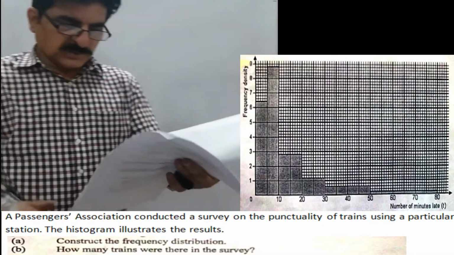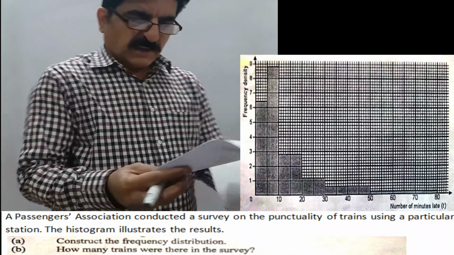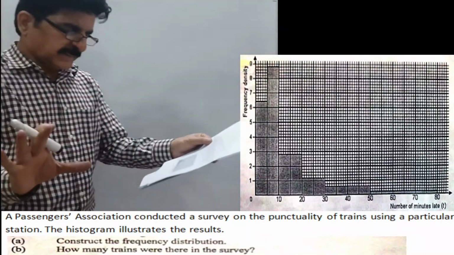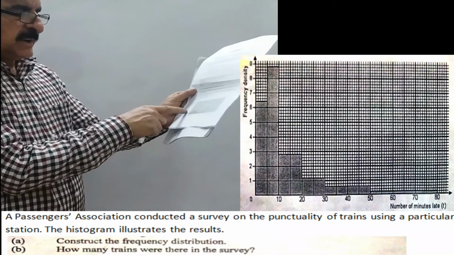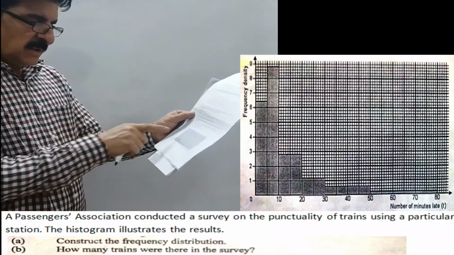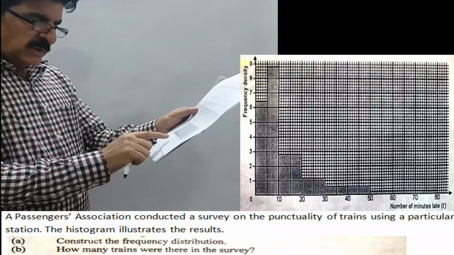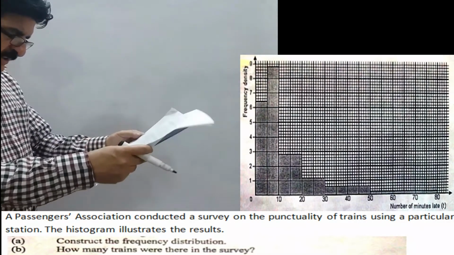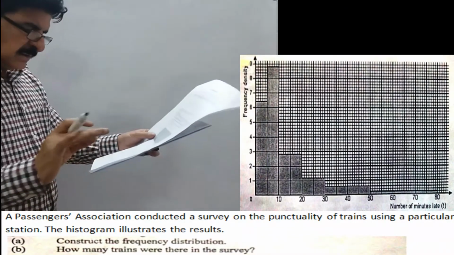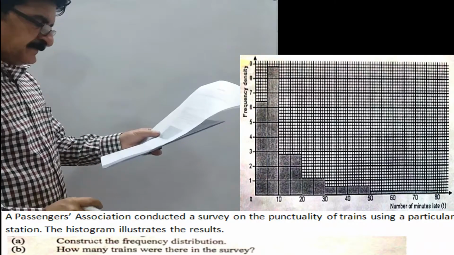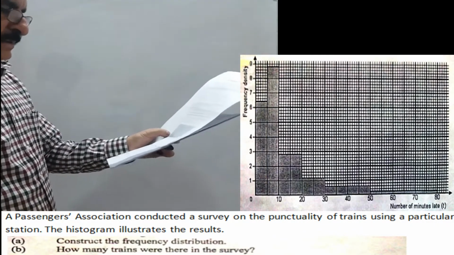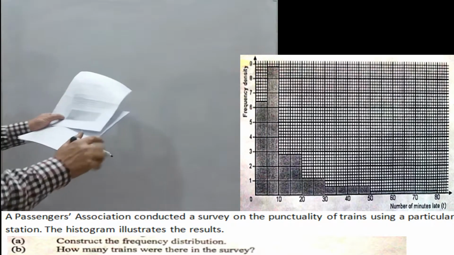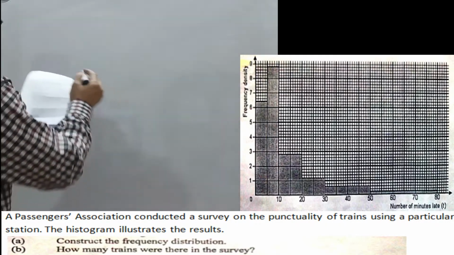Okay, question number 4. Please read the question. In this question you are given a histogram. The histogram is already drawn. See that vertically you have frequency density, and we have number of minutes late on the x-axis. In this question you are asked to construct the frequency distribution for this histogram.